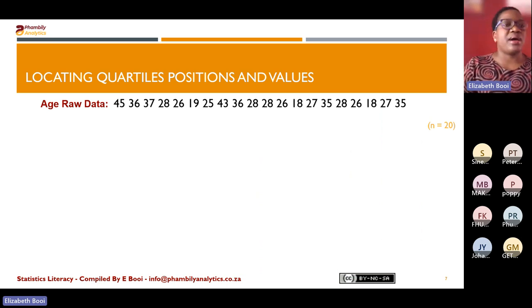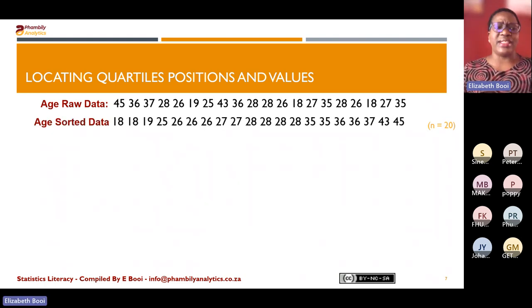So we remember the raw data is not in order. We know that there are 20 records on there. So we're going to sort the data from smallest value to the highest value. So our smallest value is 18 years old, and the highest value is a 45 year old. Okay, so from here, we're going to find our quartile 1, quartile 2, quartile 3, and we're going to also answer some of the other questions later on.